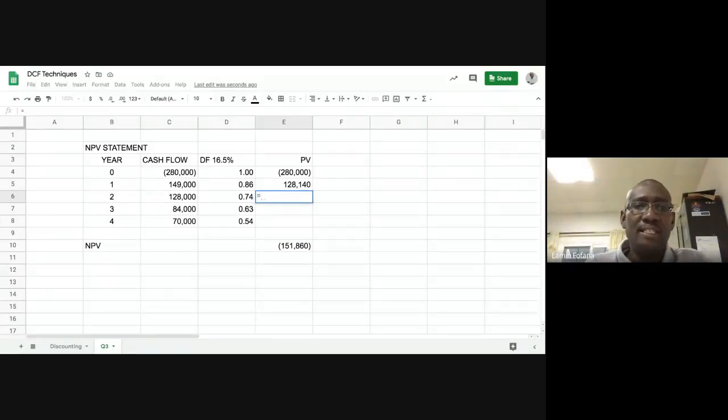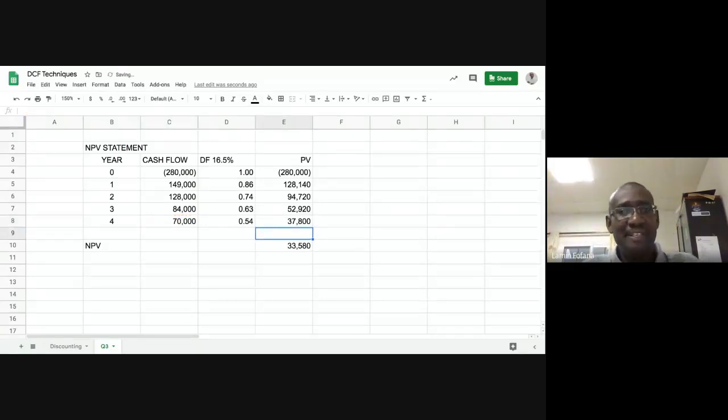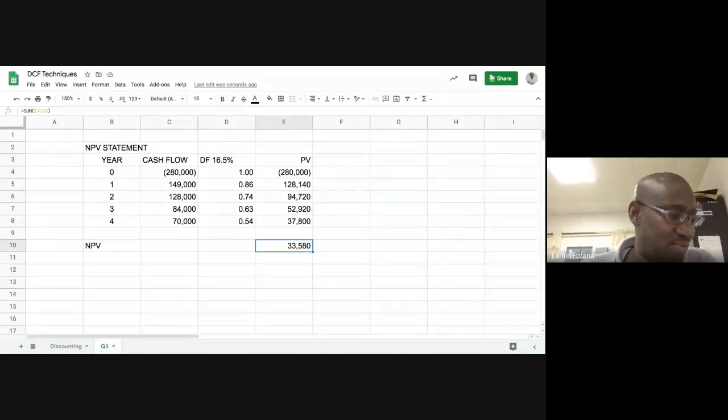So the second one, I say equals this multiplied by 0.74. I enter. Equals 84,000 multiplied by 0.63. Enter. Then the last one equals 70,000 multiplied by 0.54. Enter. You see? Once you enter, look at what happens to your numbers. They change automatically. So boom, once you've done the last one, it gave you 33,580. Correct.